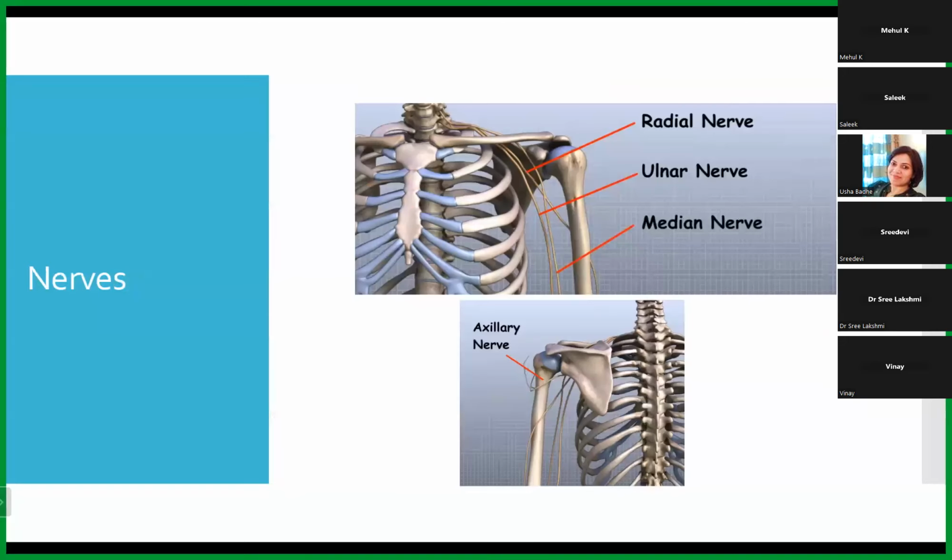And quickly through the nerves also, medially we have three major nerves that supply our forearm. Most medially we have the ulnar nerve, then the median nerve, and laterally the radial nerve. But the more important nerve is the axillary nerve, because the axillary nerve can be associated with the pathologies associated with the shoulder joint.